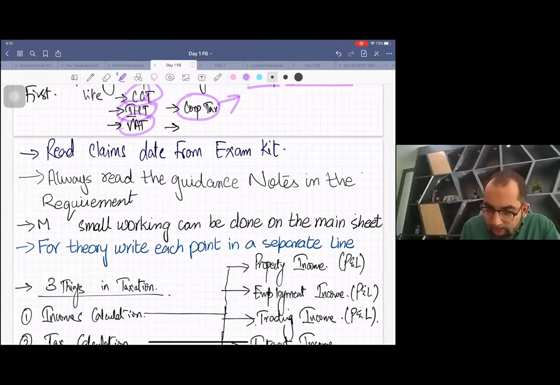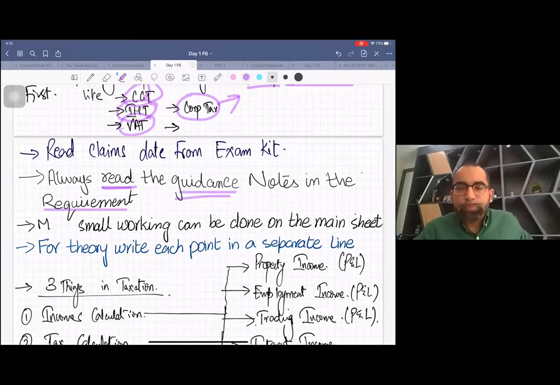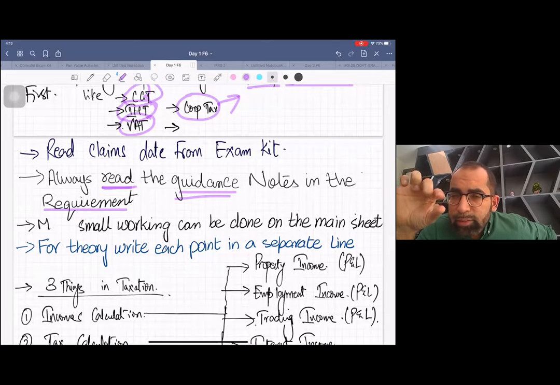Then always read the guidance notes in the requirement. Very important. Listen, all examiners, all markers, all instructors say these words: invest your time in the requirement. So when you see the requirement, students, there are some notes written in it. They sometimes write, ignore this thing, ignore pre-registration input VAT. Sometimes the examiner writes to start your trading income working from operating profit or from profit before tax.